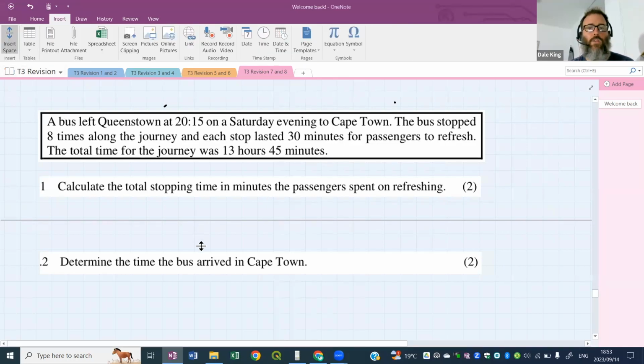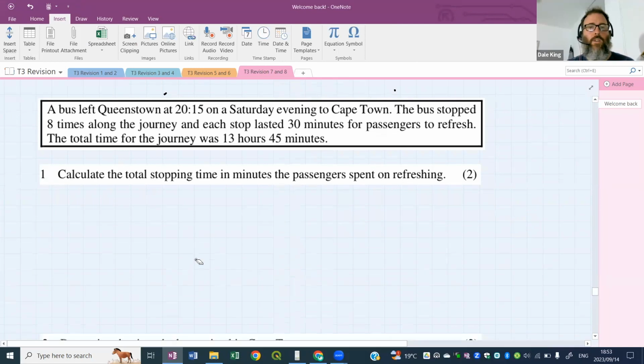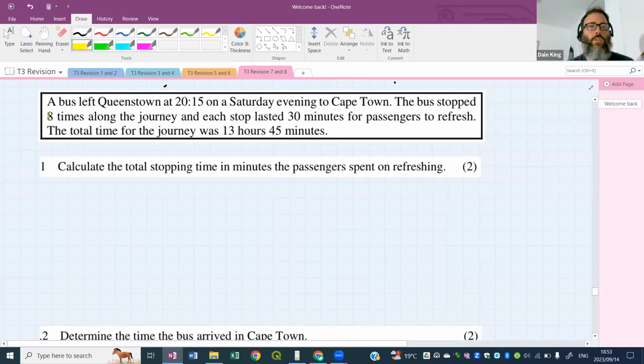So calculate the total stopping time in minutes. Let's use the time button so we can practice the skill. So there's 8 times we stopped, all right, which comes from the question. And each one lasted 30 minutes. All right, write it down.